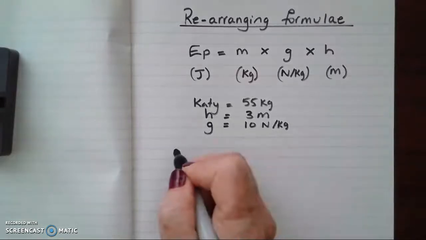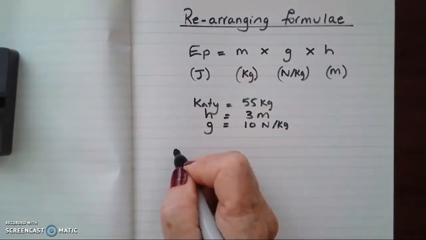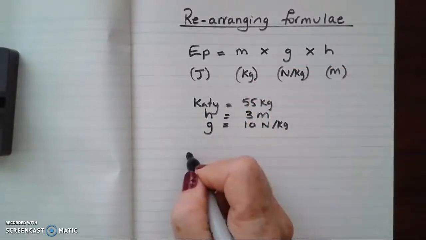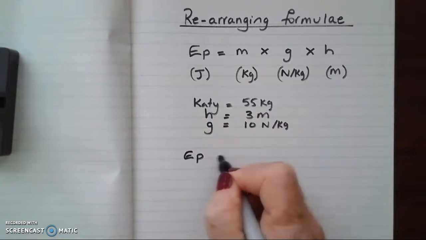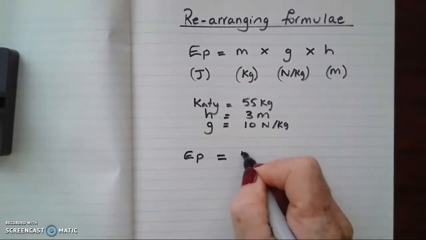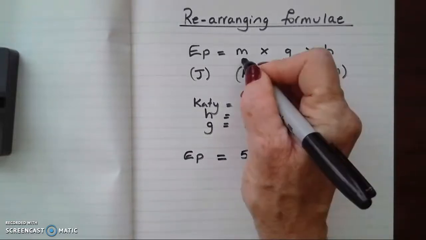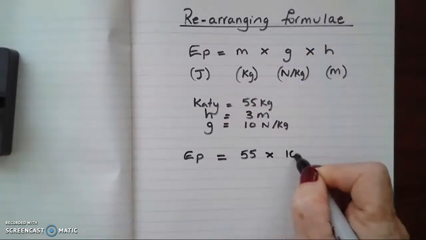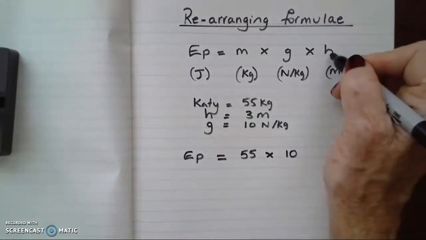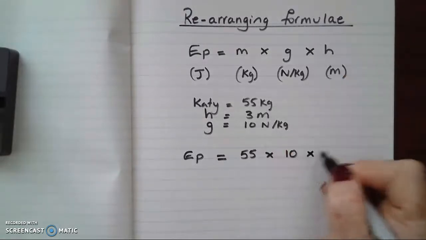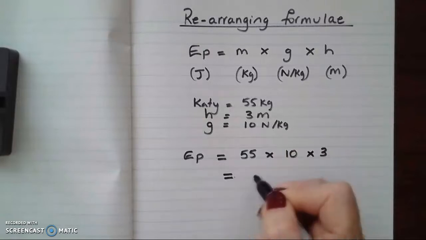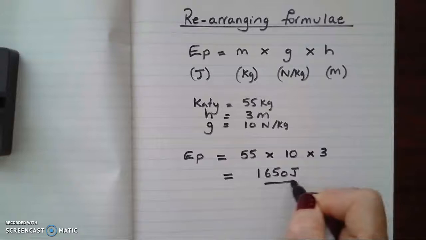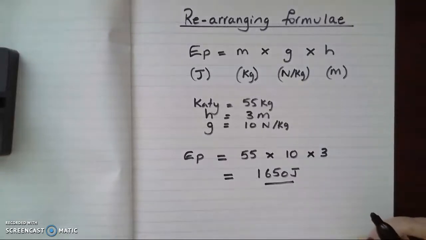So if it was a nice straightforward question like that, all we do now is something called substitution. So we substitute the numbers we know into the equation we've got. So we would say, for example, that the gravitational potential energy is 55, because that's the mass. Our G, gravitational field strength, is 10 newtons per kilogram, so we substitute that number in. And the height is 3 meters, so we substitute that in. Pop all three numbers into the calculator, and we get 1,650 joules.